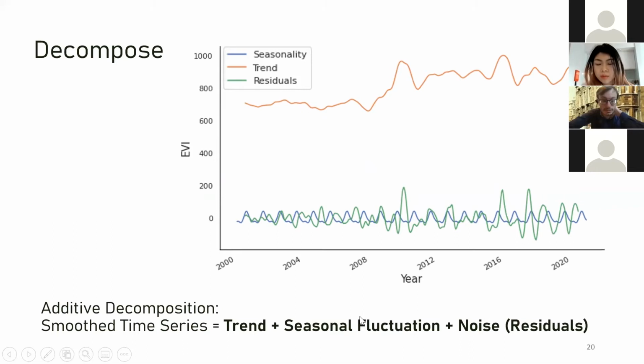Más los residuos. Here you can tell from the seasonality plot that there are 21 cycles. This is the yearly fluctuation in vegetation according to the seasons. And you can also see by eye that even though there's ups and downs, the trend might be overall increasing. And we need to verify this numerically.